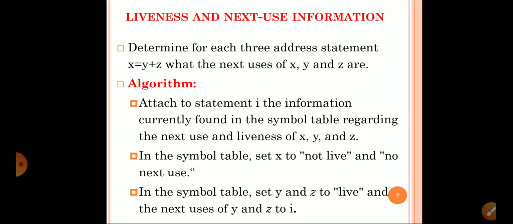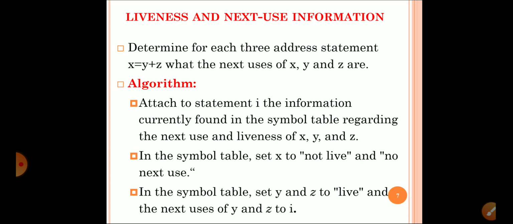For that we have an algorithm. Again we have to attach to the statement i the information. This i will denote the information attached to this expression, which is currently found in the symbol table regarding the next use and liveness of variables x, y and z. If the symbol table is set x to not live, it means i will be the information, x will be not live and no next use.